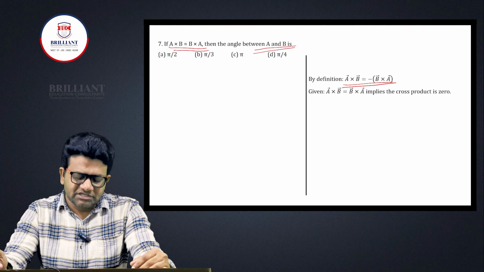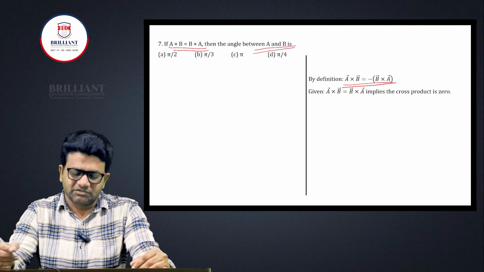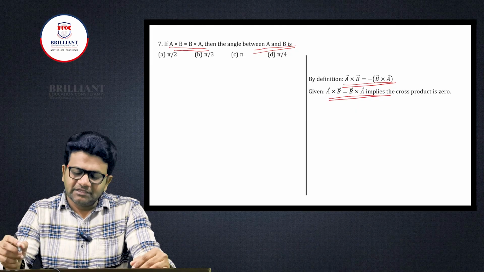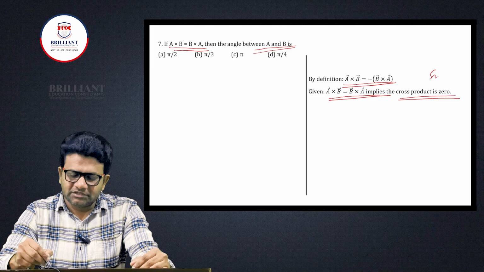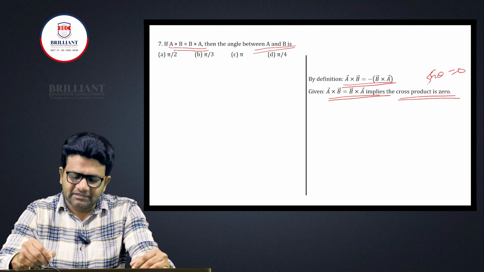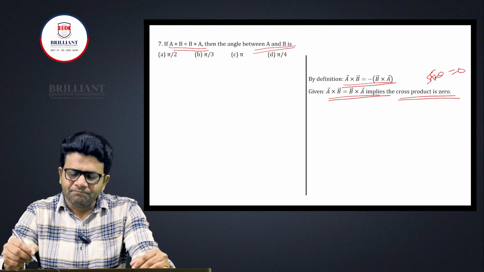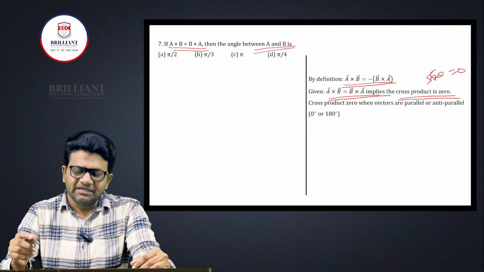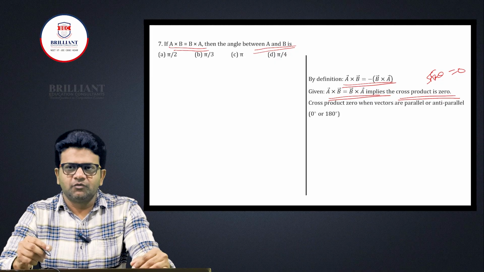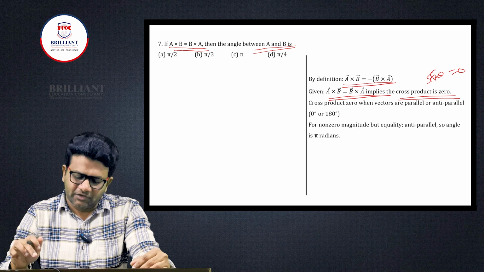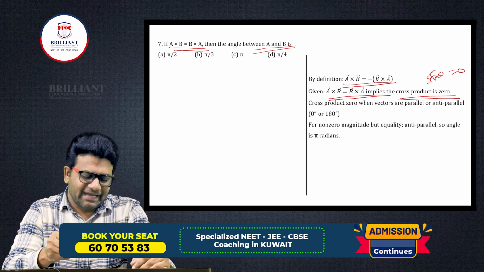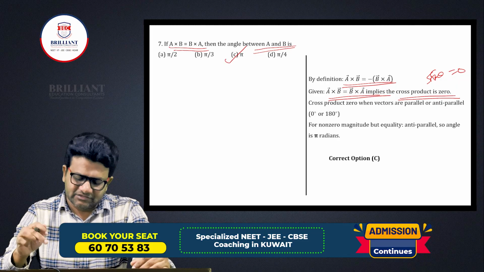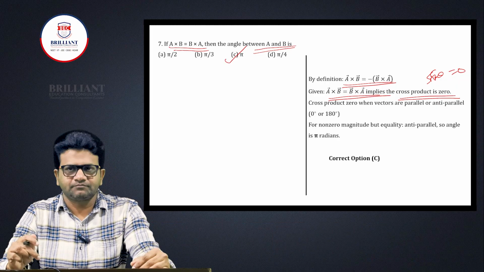But in the question it is given that A cross B equals B cross A, which implies that the cross product is 0. That is AB sin theta equal to 0, that is sin theta is equal to 0. Sin theta equal to 0 means theta is 0, pi, 2 pi, 3 pi, 4 pi, etc. So in the question you can see pi by 2 is not an option, pi by 3 is not. So the answer is pi. So the correct option is C.